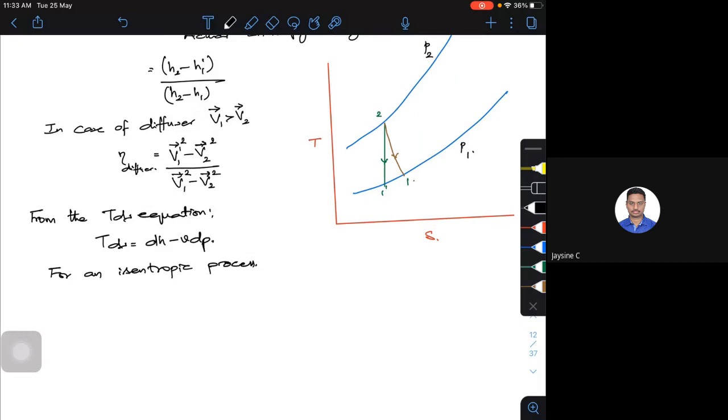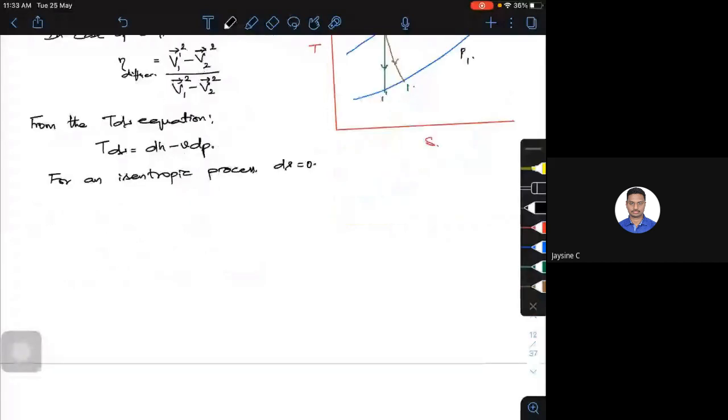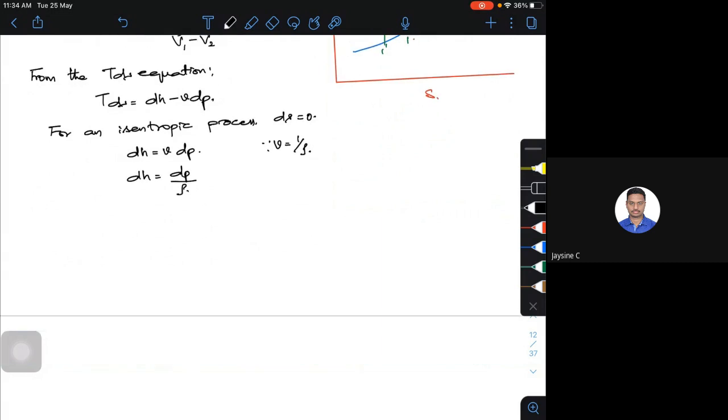So for an isentropic process, your ds is equal to 0. So what will happen? Then dH is equal to VdP. And what is this V? V is equal to 1 upon density, because this is a specific volume. So I can write dH is equal to dP by rho. If I try to integrate it, what will happen?